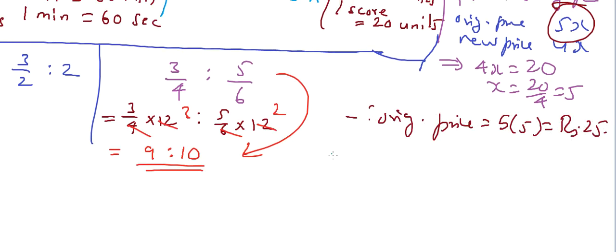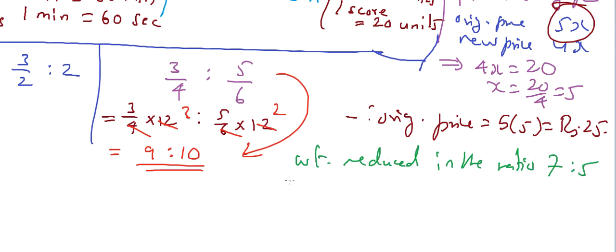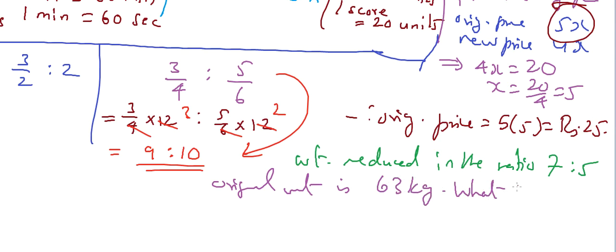Similarly, suppose a person has got the weight reduced in the ratio 7:5, and the original weight is, let's say, 63 kg. So what's the new weight after reduction?